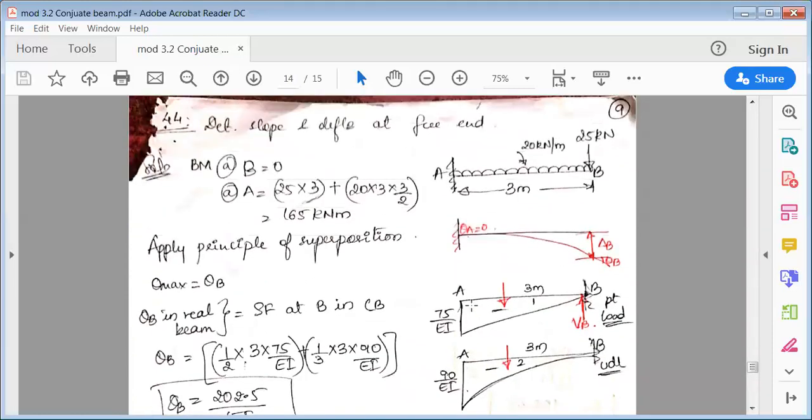Okay, these are the different types of problems on the conjugate beam method. With this, we'll wind up the conjugate beam method. The next module will be continued in the further videos. Thank you.